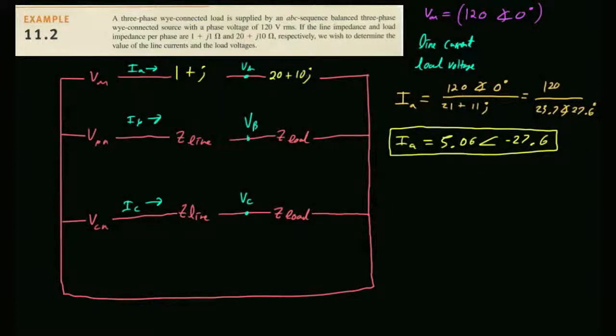Any takers on the current I sub B? Do we need to do this calculation over again? So let me just rewrite this over here. I sub A, we said 5.06 angle negative 27.6. Any takers on I sub B? Just subtract 120 from that one, from that phase angle. Same magnitude. Subtract 120 degrees. So minus 147.6 degrees.